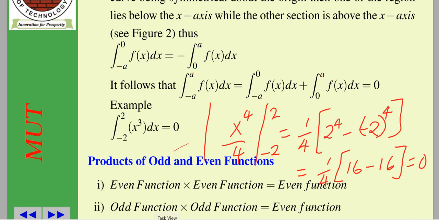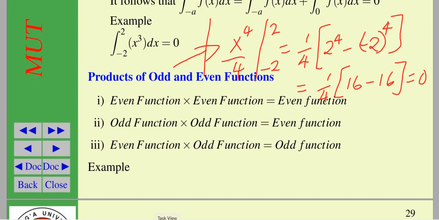This one can be done as a proof. You see that because the function is odd, you don't even have to work it out. You just need to say that the function is odd, so the integral is 0. We have some properties of odd and even functions, some other properties about the products.